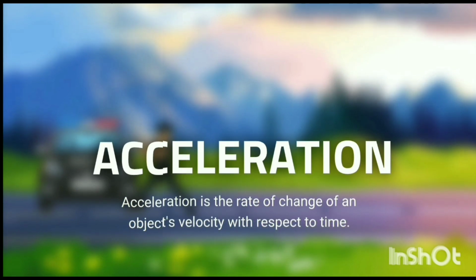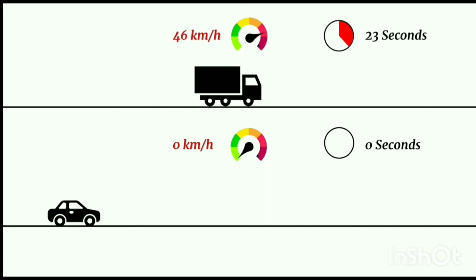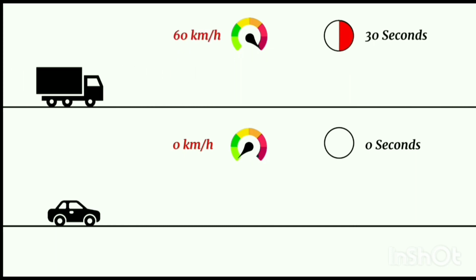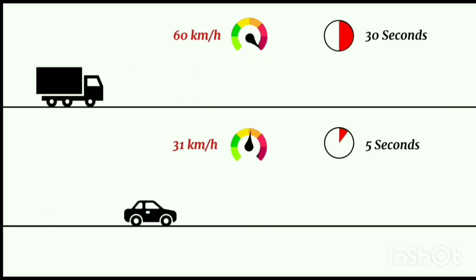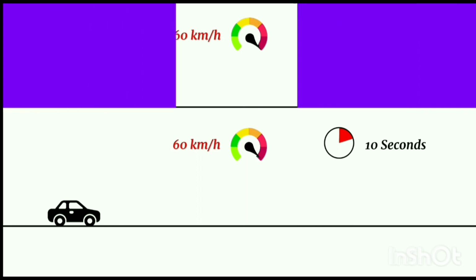Let's walk through this. Imagine you have two vehicles, a truck and a car. Your truck takes 30 seconds to reach 60 kilometers per hour from zero, and your car takes just 10 seconds to reach 60 kilometers per hour from zero. From this, we can see how much the speed increases every second.